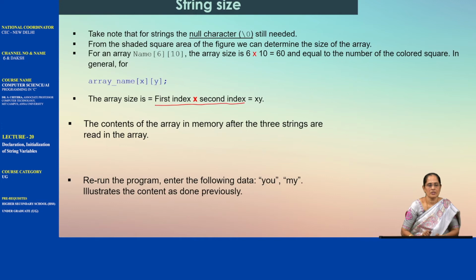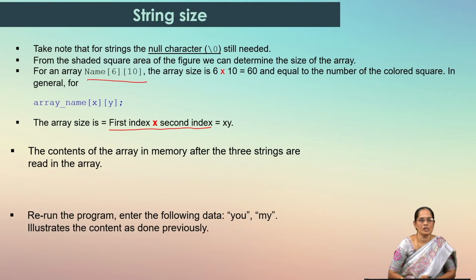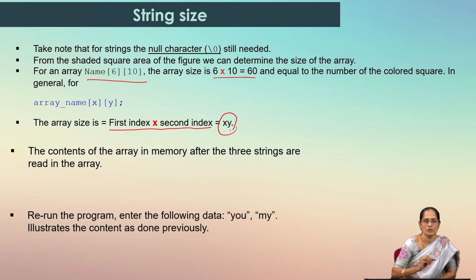Say for instance, for the previous example, we assumed the array to be of size name of 6 and 10 as the row and column indexes. So, here we can just multiply the row index and the column index to arrive at the size of the array. So, 6 into 10 will be 60, so the size of the array is 60. Instead, we can simply say that x into y will give us the size of the array, right.